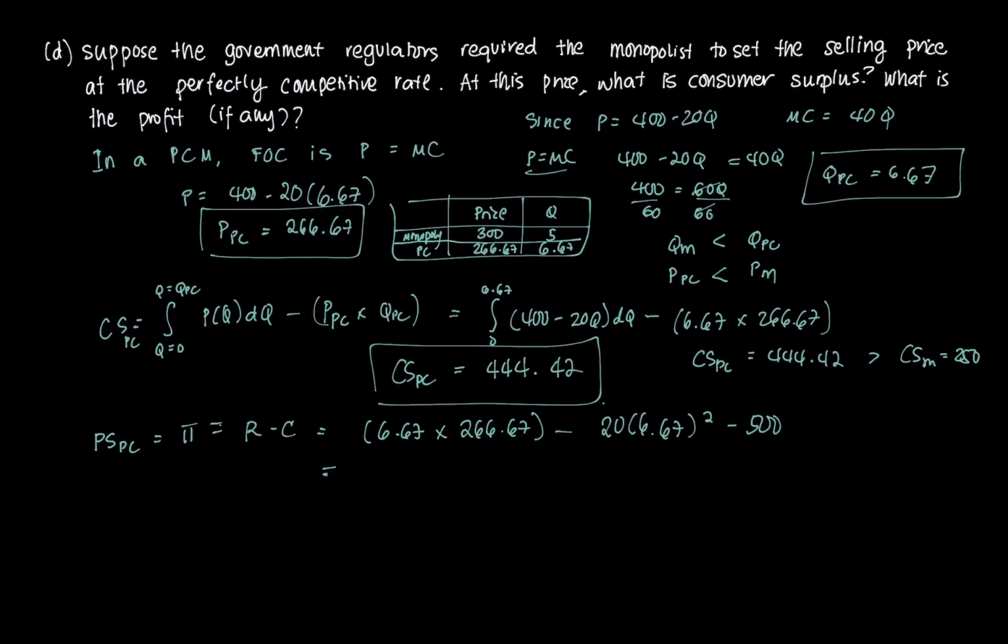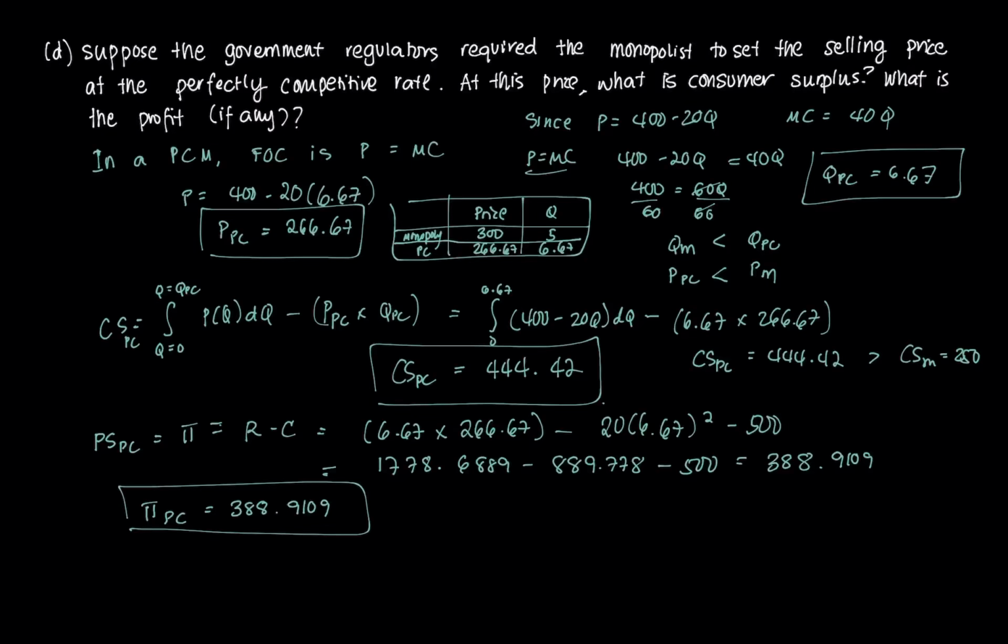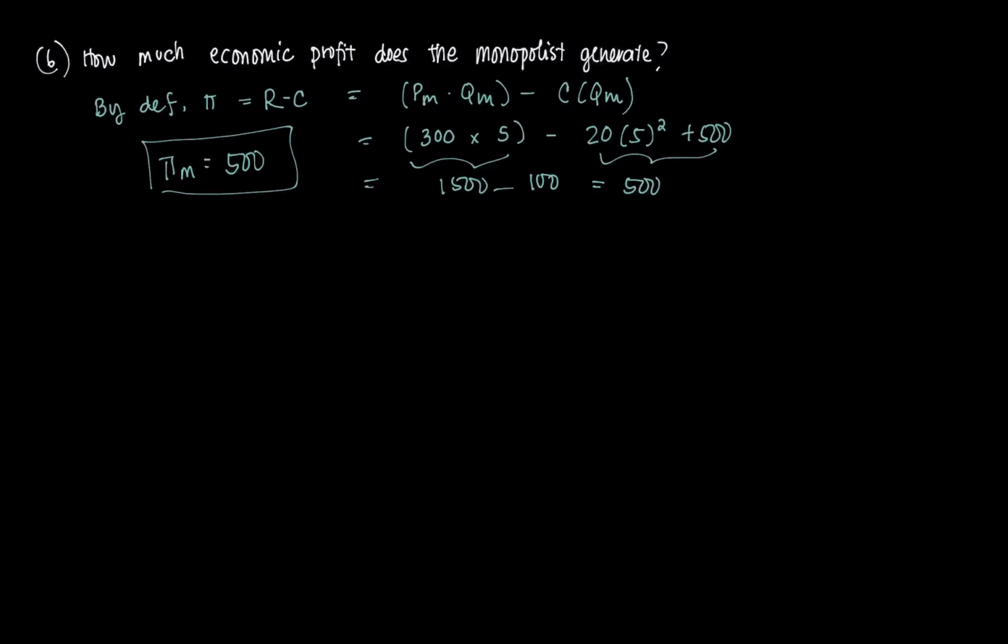Then if we solve for that, 6.67 times 266.67 is going to be equal to 1,778.6889, minus 20 times 6.67 squared, that's going to be equal to 889.778, minus 500. Then if we simplify all of that, 1778.6889 minus 889.778 minus 500, we're going to be left with 388.9109. So the producer surplus or the profit under a perfectly competitive market is 388.9109. If you compare that to a monopoly, the profit of the monopolist was 500.